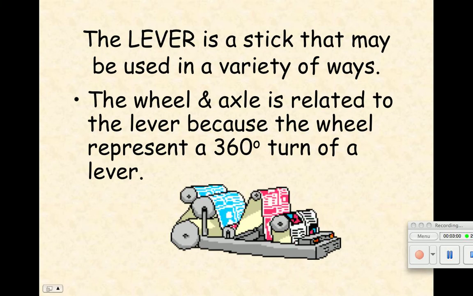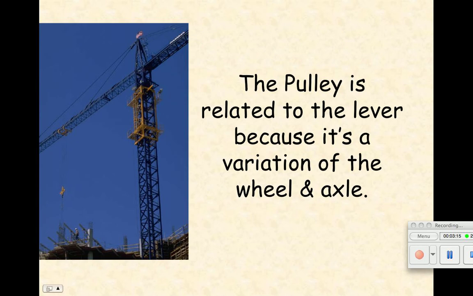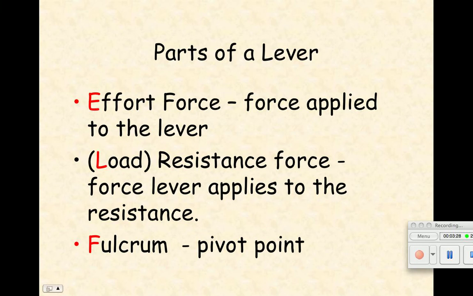So the other kind of simple machine, the lever, is a stick that's used in a variety of ways. A wheel and axle is related to a lever because the wheel represents a 360-degree turn of a lever. And the pulley is related to the lever because it's a variation of the wheel and axle. So if the wheel and axle is a variation of the lever, then obviously the pulley too is a variation of the lever. So there are a couple parts of the lever that we need to be familiar with, okay?